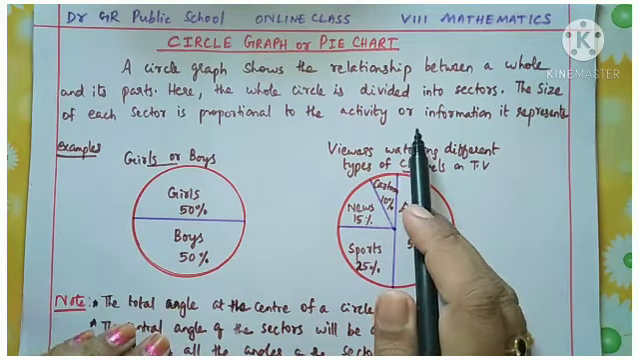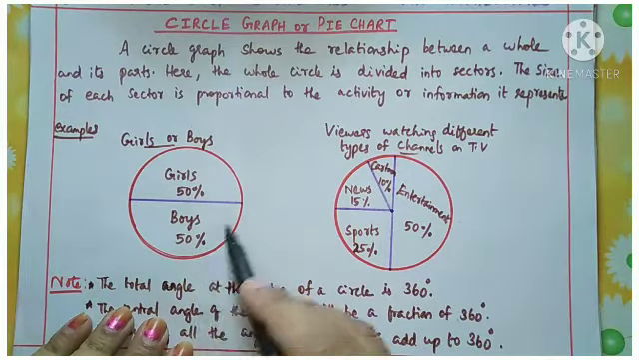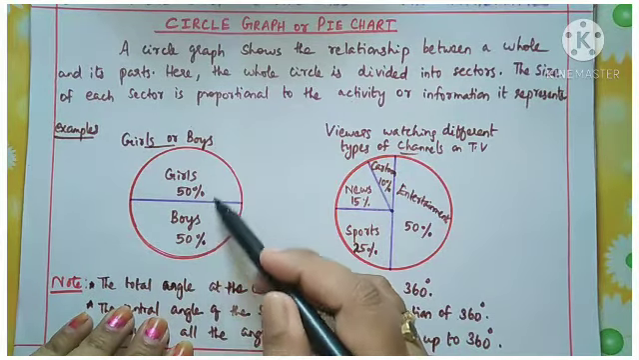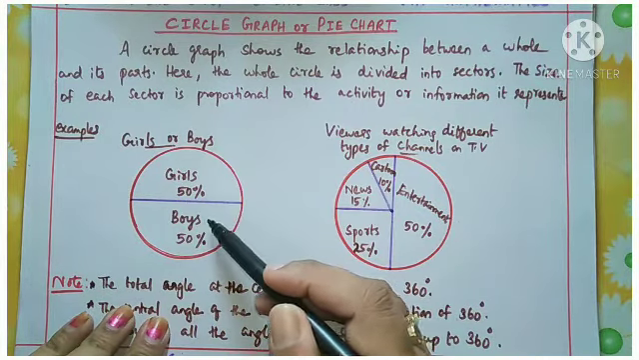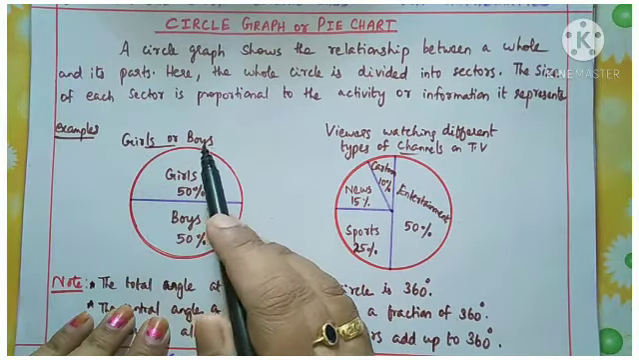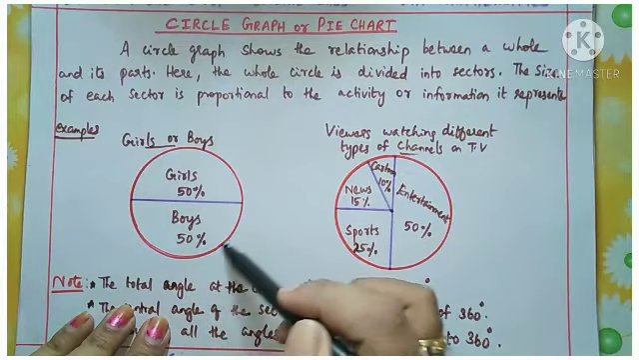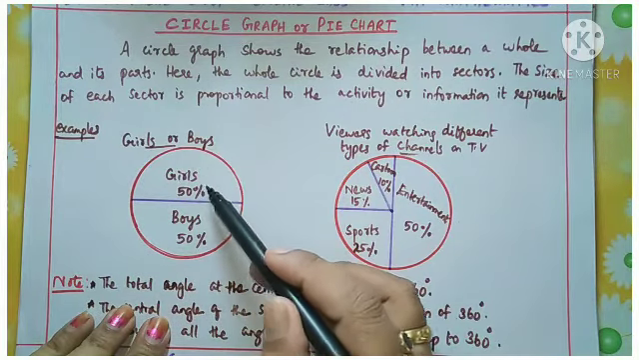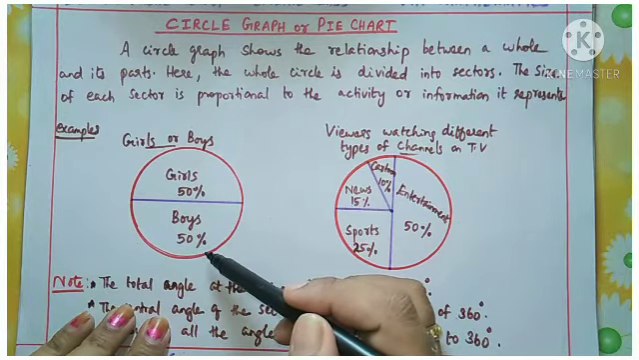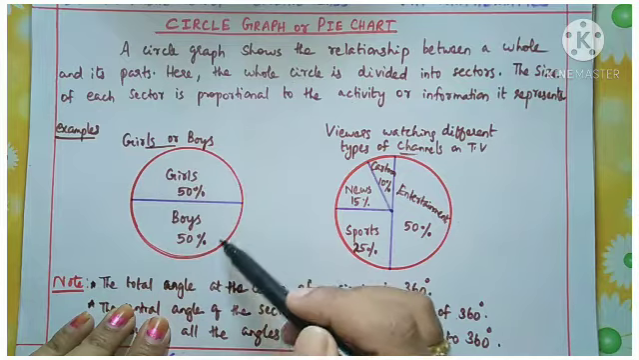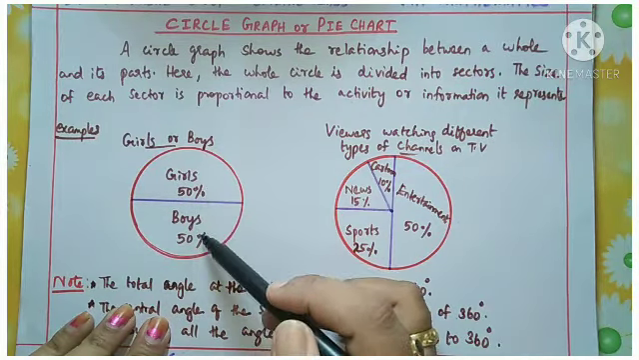Now come to examples. Here one example is there. A circle is divided into two parts. These parts are called the sectors, or we can tell segments also. So here girls or boys, maybe in a classroom. The whole circle is a classroom. And you see 50% of girls and 50% of boys. So this whole classroom is divided into two informations.